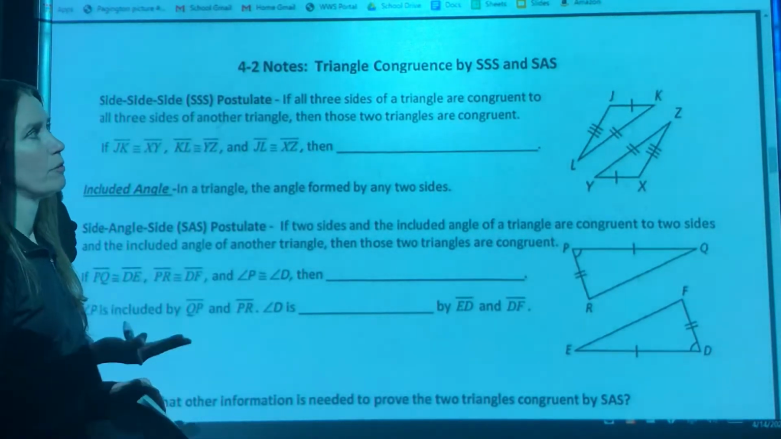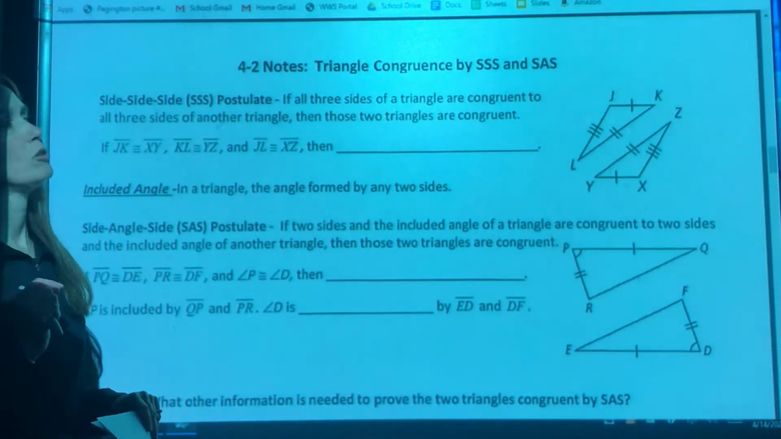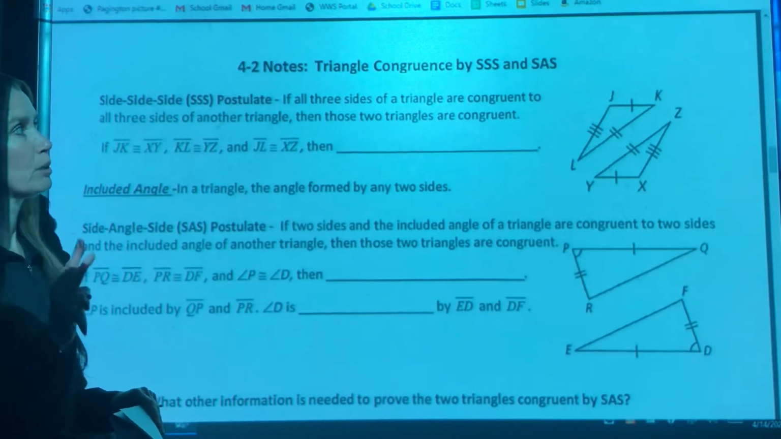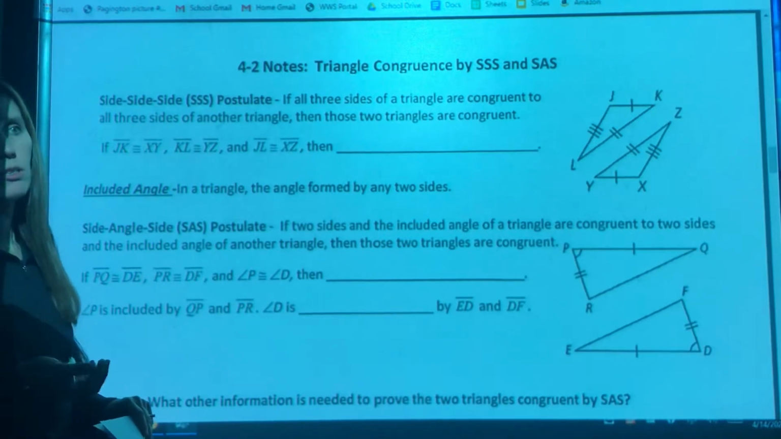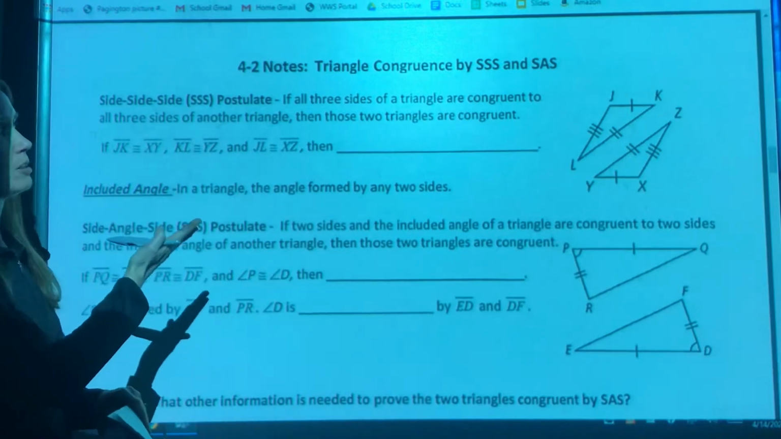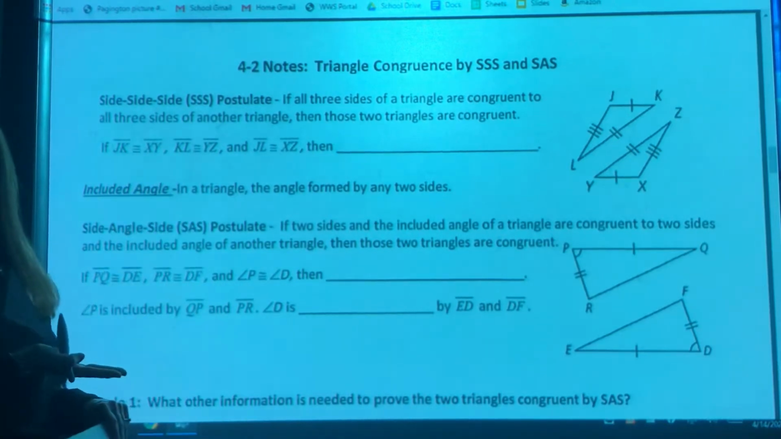For section 4.2 and 4.3, our shortcuts, there's going to be just 3 pieces of information that you need to know for each triangle. 3 sets of either sides or angles that are congruent to say the 2 triangles are congruent. The first 2 we're going to talk about are side, side, side, and side, angle, side.